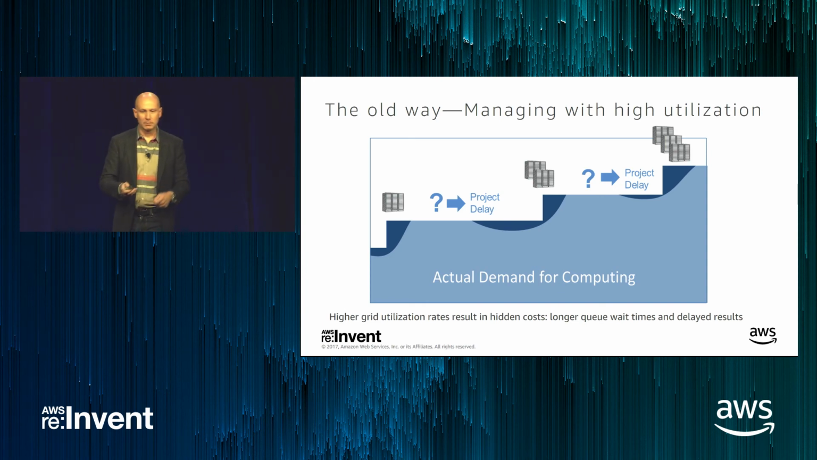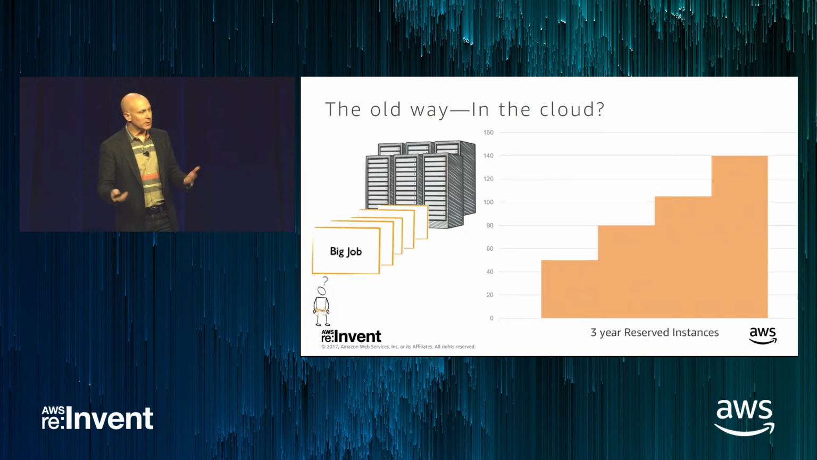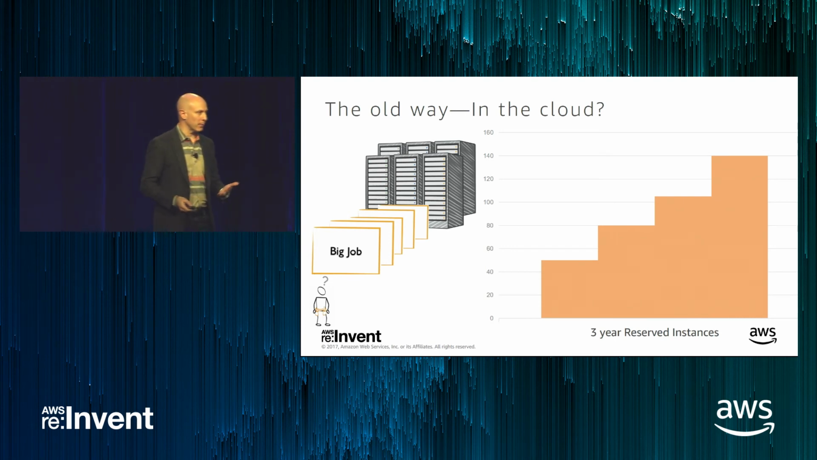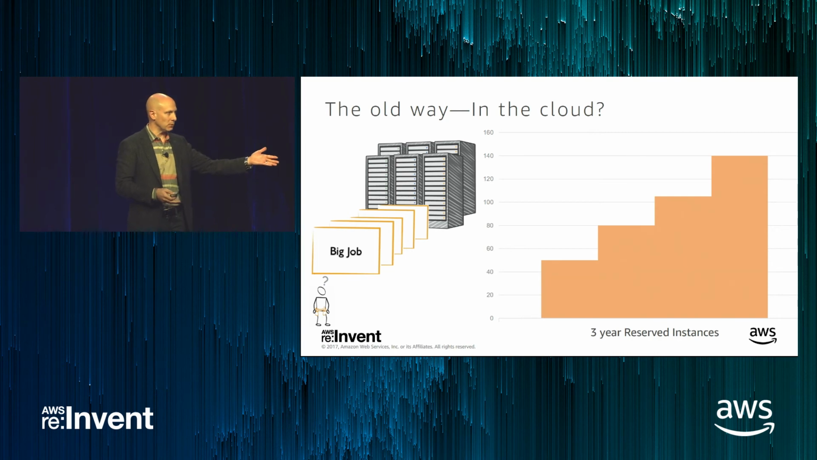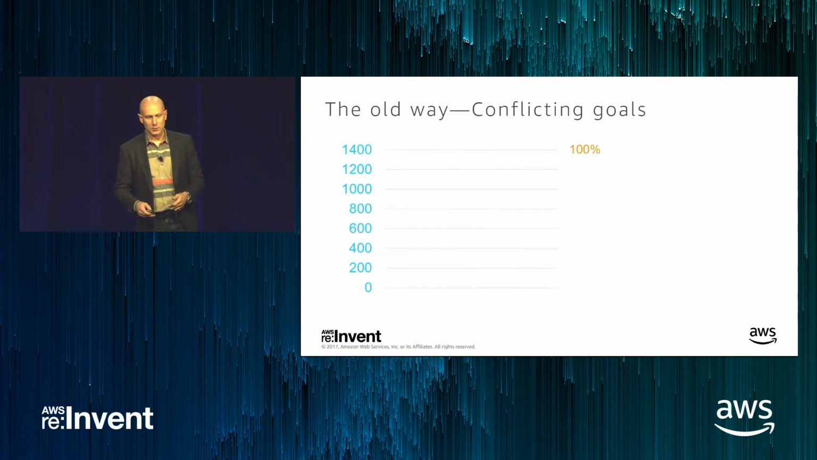So there is a hidden cost: longer queue wait times and delayed results. It's sad. You could do this in the cloud though, right? I mentioned 3-year RIs. It's very similar to the practice of buying capacity, provisioning it in advance. This is super simple. I'm not going to discourage you from doing it. But again, I don't see this in practice because of that high utilization goal. So speaking of goals, the old way, there is a set of conflicting goals between IT and users.